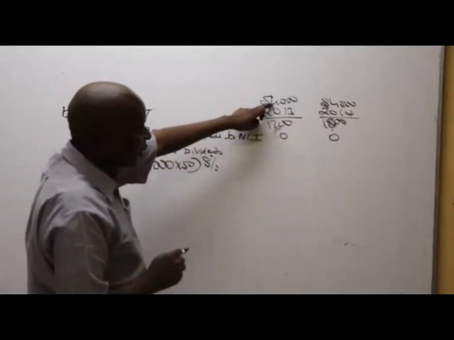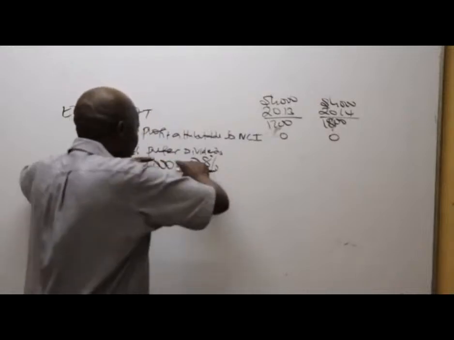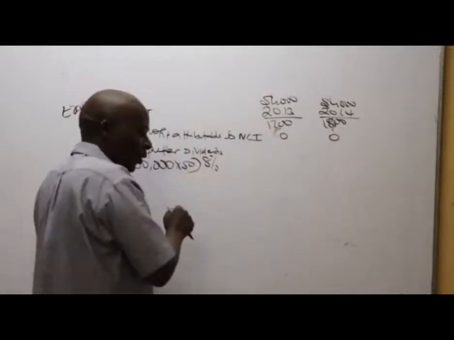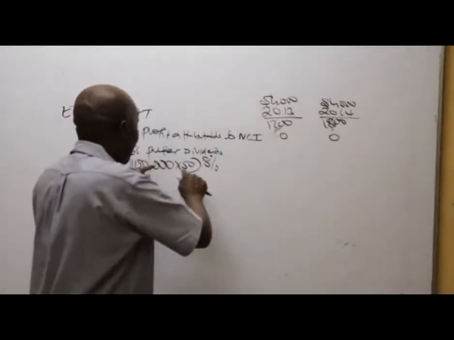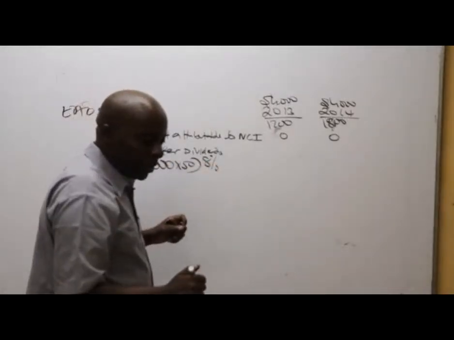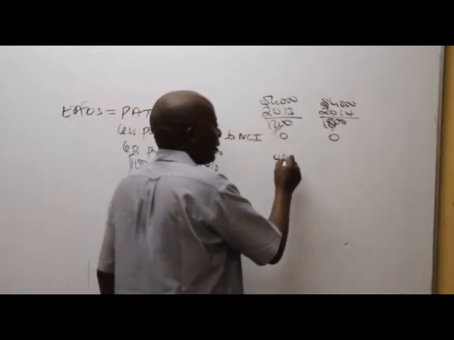My figures are in shillings thousands. So in this case here, what is 8% of the 5 million? What is 8% of 5 million? Remember, my figures are in shillings thousand. Please cut 3 zeros. So it's 400.